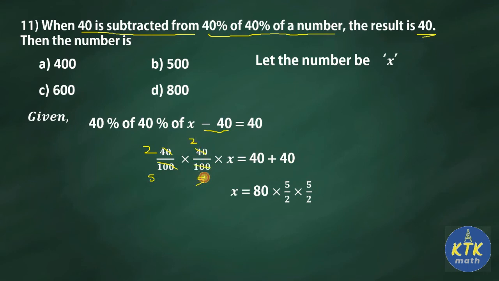So 2 by 5 I am transferring to the right side. It will become 5 by 2 and 5 by 2. How does this 80 come? 40 plus 40 is 80. Now do the cancellations here. 2 into 80 you will get 40, and again 2 into 40 you will get 20. So 20 into 5 into 5, that is 500, is your answer.